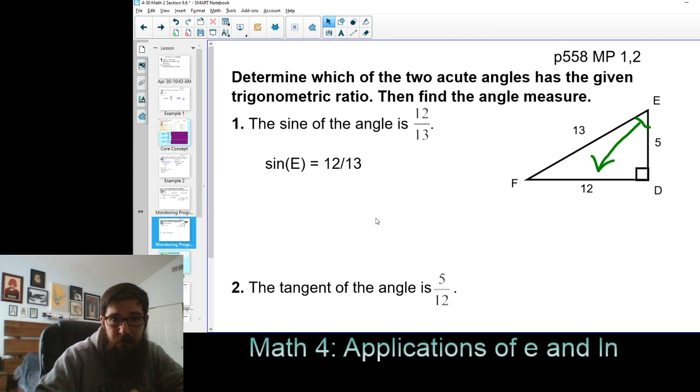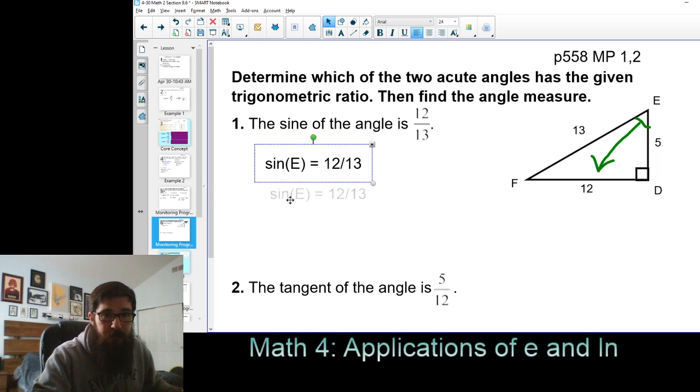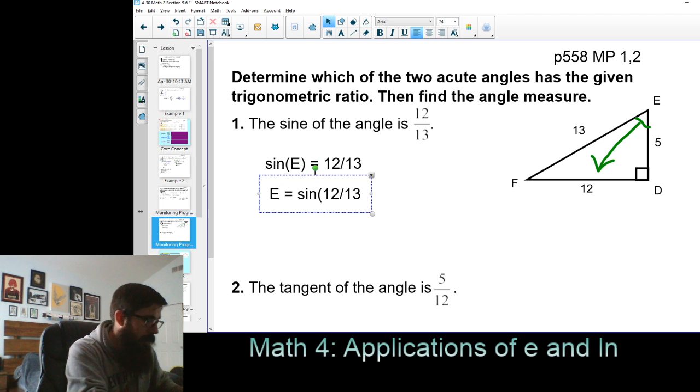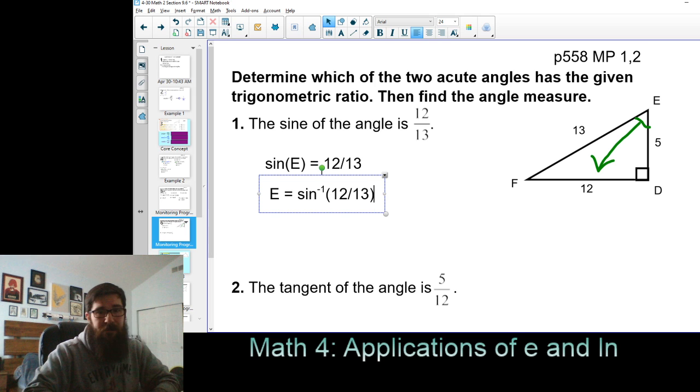So I have sine of E is 12/13. I want to get rid of sine, so what are we going to do? I'm going to take the inverse sine of both sides, and what it's going to do, move this guy over here. So I take the inverse sine of 12/13. That's it. That's all we're going to do.